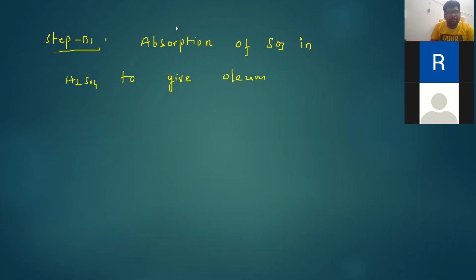Oleum. What is the formula of oleum? H2S2O7. So here SO3 is treated with H2SO4 and oleum is formed. Oleum is pyrosulfuric acid. Pyrosulfuric acid is also called oleum, Nana. So this is the third step.